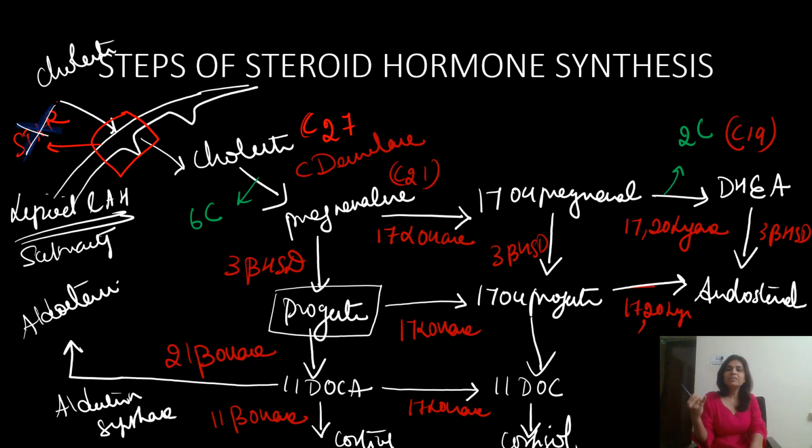So what happens if it's a male fetus? Without androgen, if it's a male fetus, it will present with female external genitalia. So it causes male pseudohermaphroditism, and it presents as primary amenorrhea at a later stage.